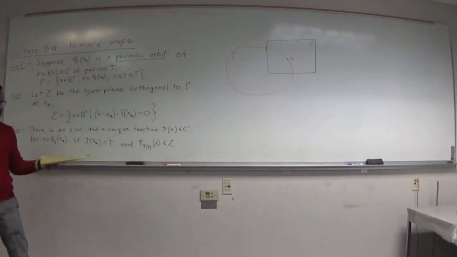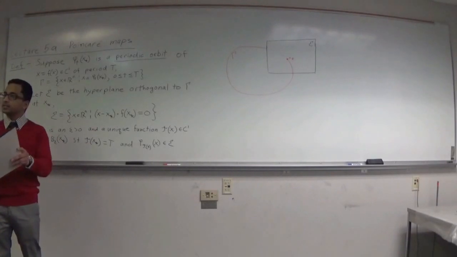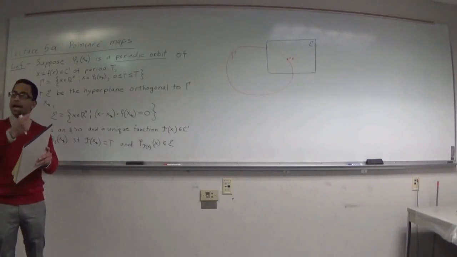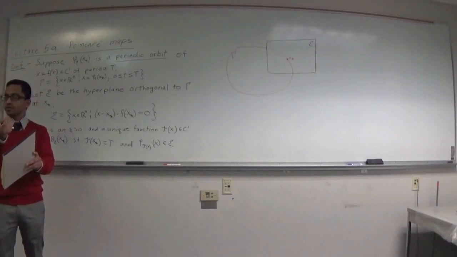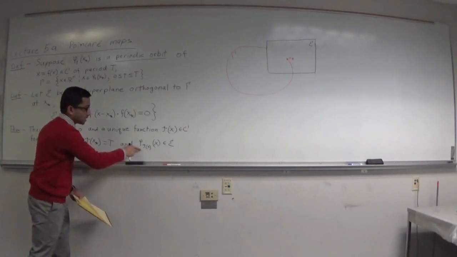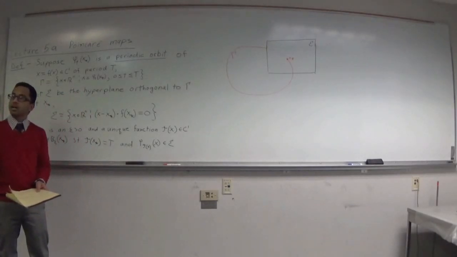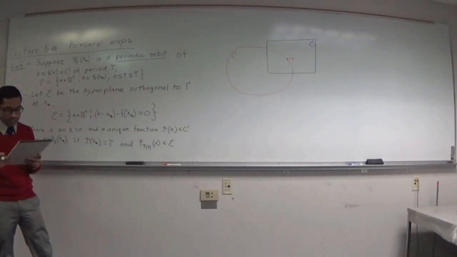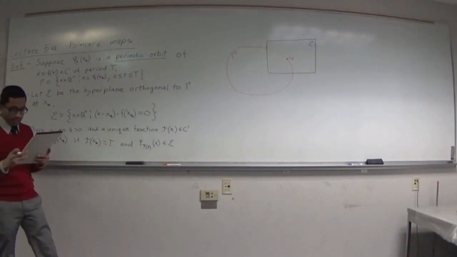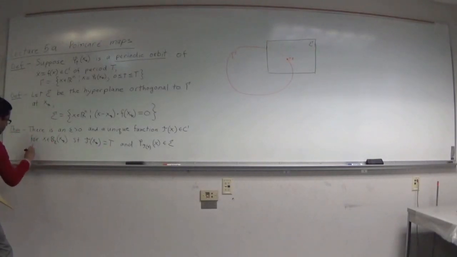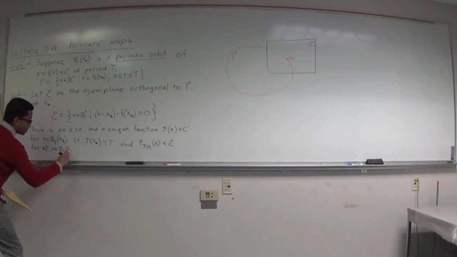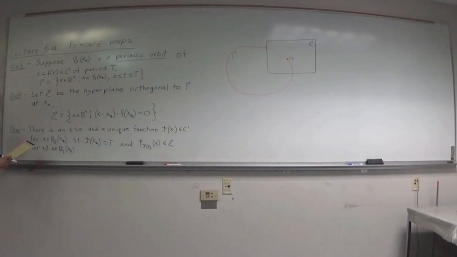So tau of x is going to be the time that it takes for some point to come back to sigma, to our transversal. So this is saying that the flow for time tau of x of some point x is going to come back to sigma. So that's basically what we said in words. And this is for all x in B epsilon of x star, so the ball of radius epsilon around x star. So some small neighborhood around x star, basically.